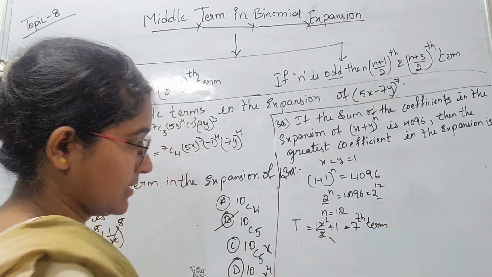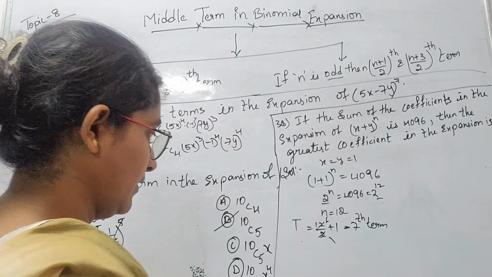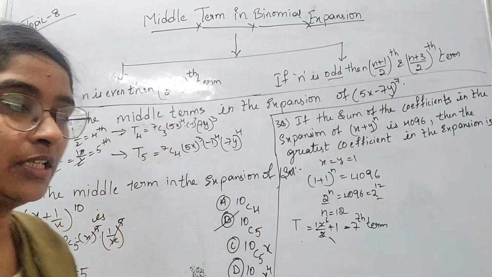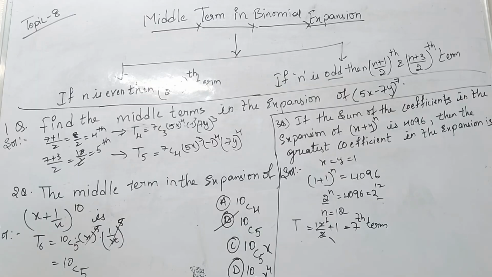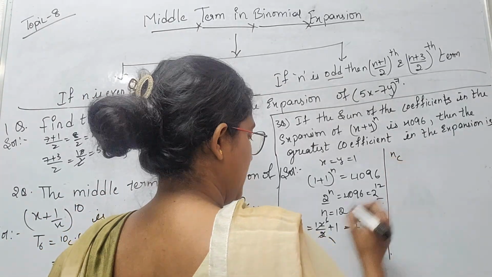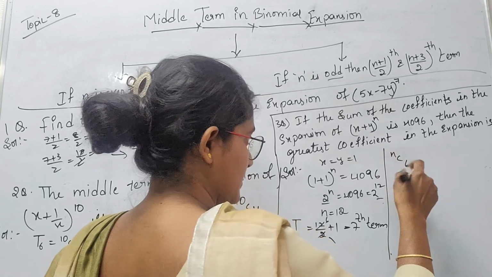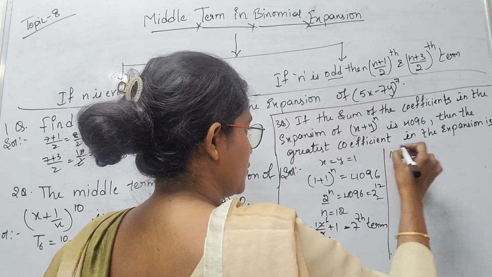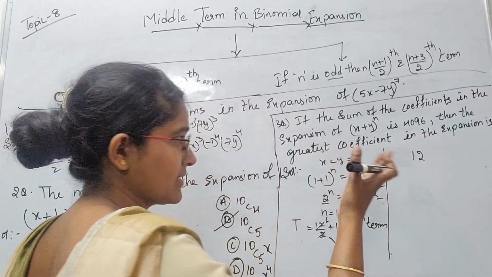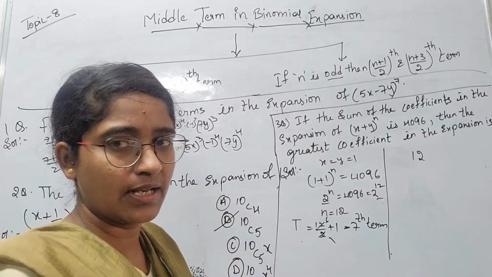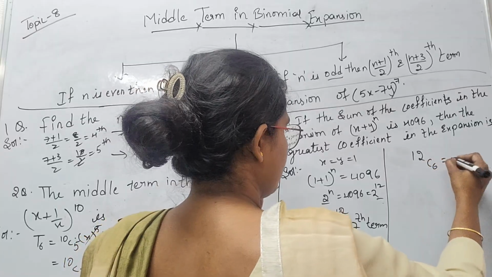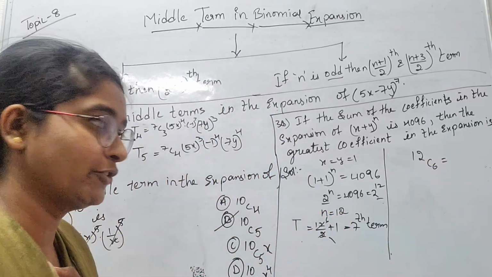Now r is 6, right? R is 6. Then now I need to find the value of the greatest coefficient, right? So here nCr, what is this? nC6. N is what? 12. So for the coefficient, only the coefficients they're asking, not the variables x and y. So 12C6 is enough for us to find the value of it.